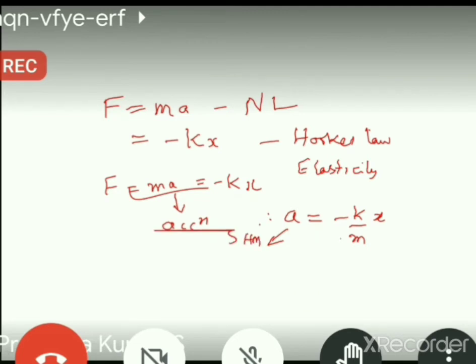So you can define simple harmonic motion as the motion of a particle whose acceleration is proportional to displacement. You can also define it as a simple harmonic motion where the acceleration of the body is proportional to the displacement and opposite to the direction of motion. That's how we can define simple harmonic motion in terms of acceleration also.